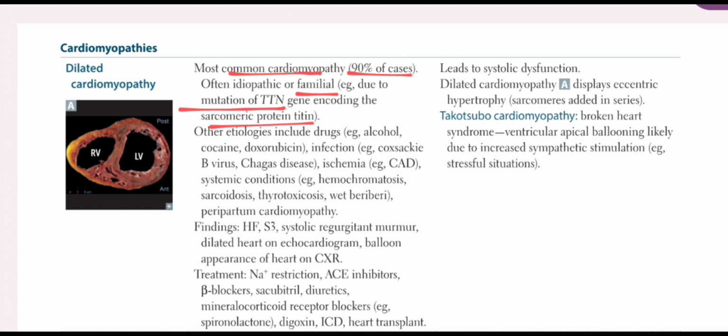The other factors that could cause dilated cardiomyopathy include drugs such as alcohol, cocaine, doxorubicin, infections such as Coxsackie virus, ischemic heart disease, a well-known risk factor, and many other systemic conditions such as hemochromatosis, sarcoidosis, thyrotoxicosis, and wet beriberi. Wet beriberi is due to thiamine deficiency.